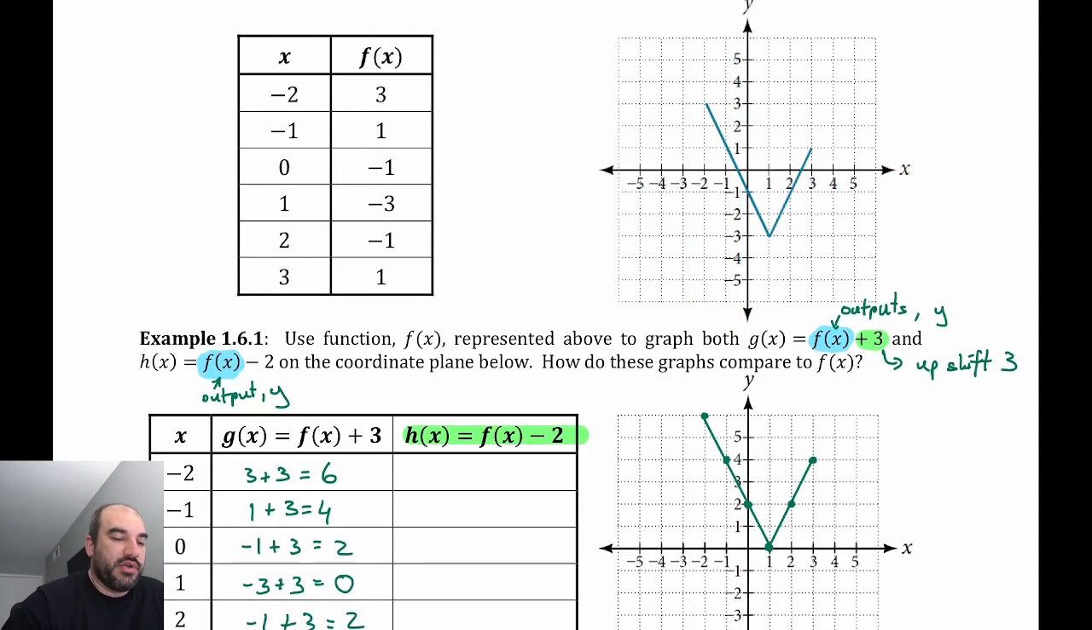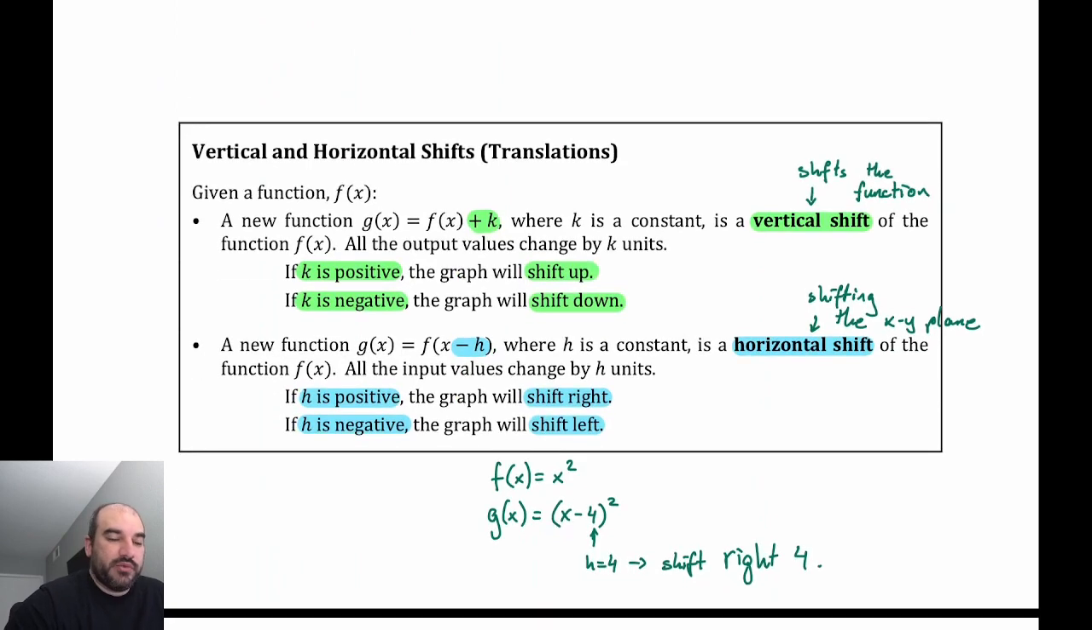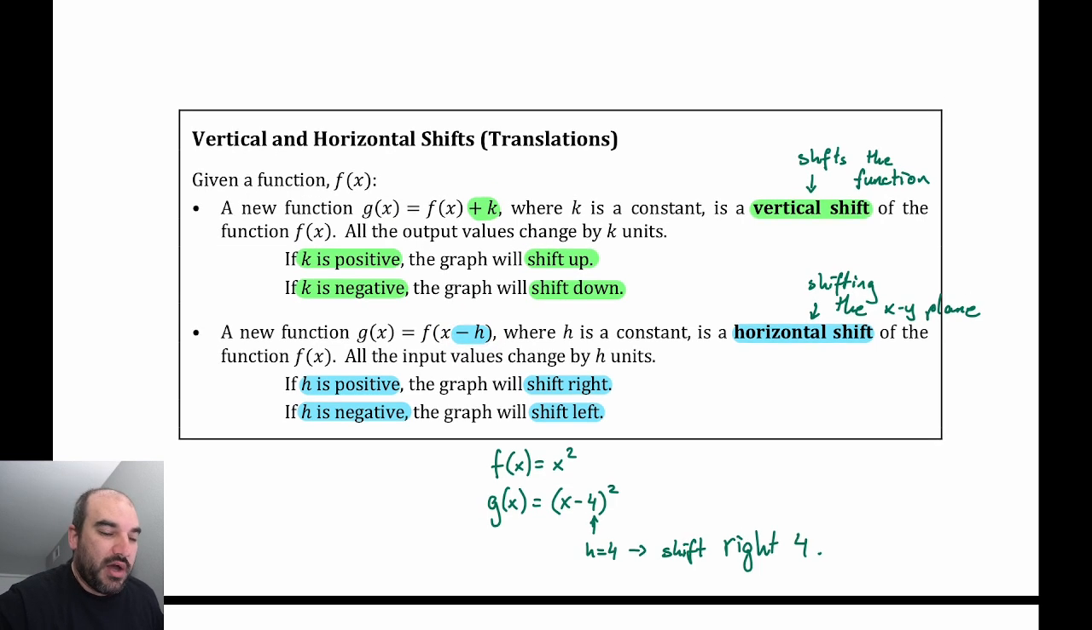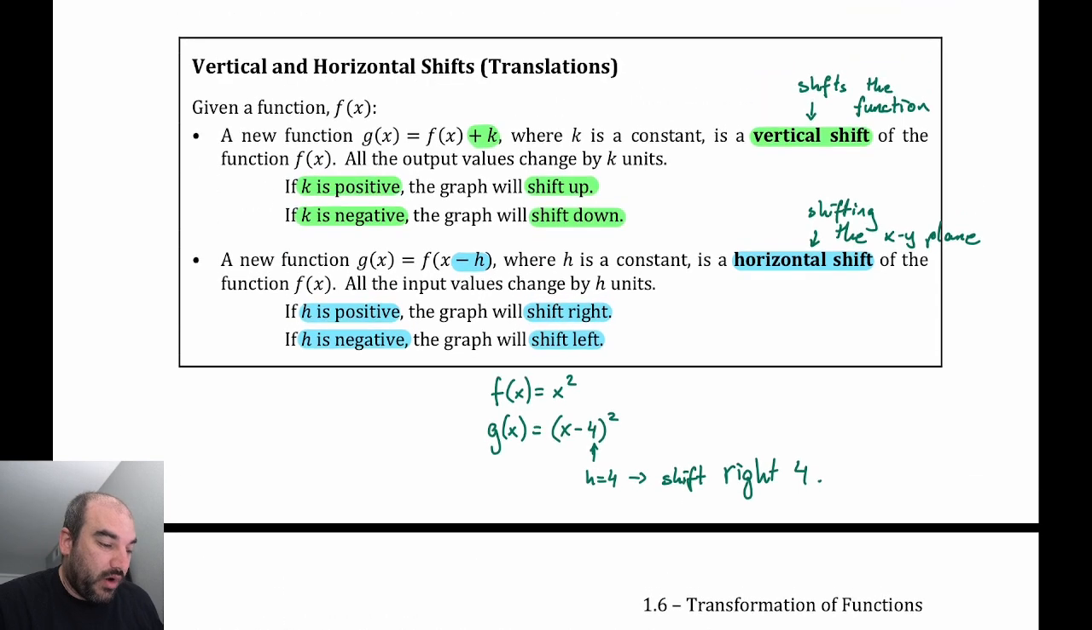If that confuses you, then don't worry about it. Just memorize it as is. But I feel like that helps if the whole negative h thing confuses you. I feel like this might help understand why that's happening. Cool. Are there any questions on vertical horizontal translations?